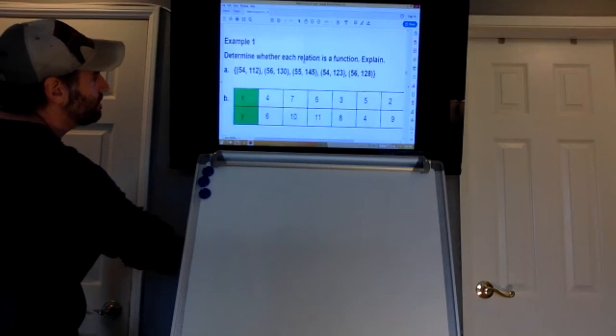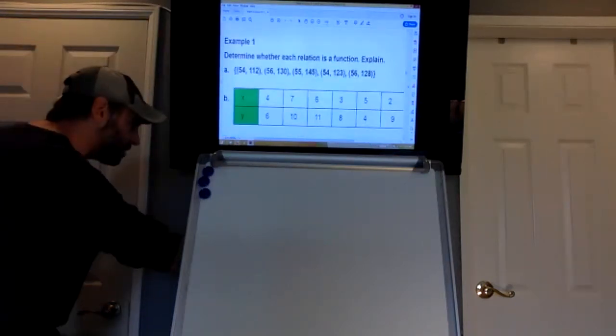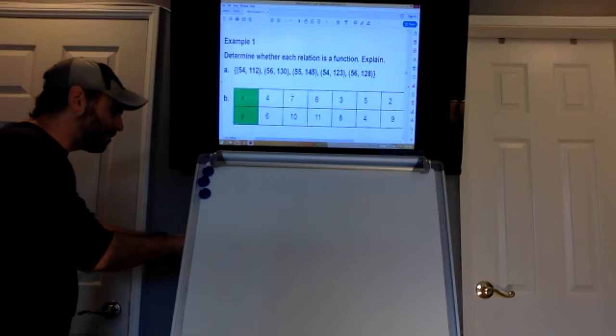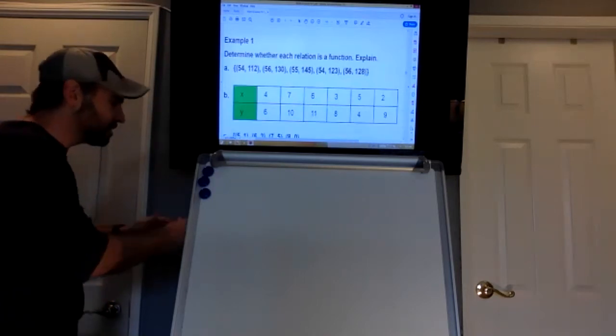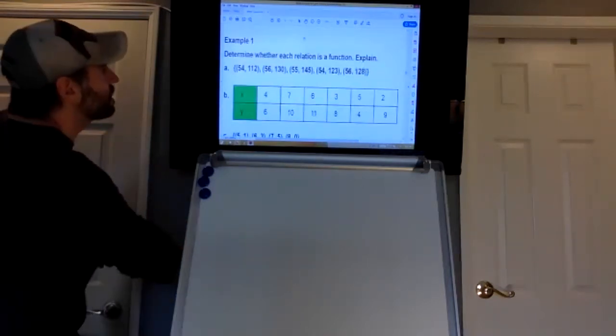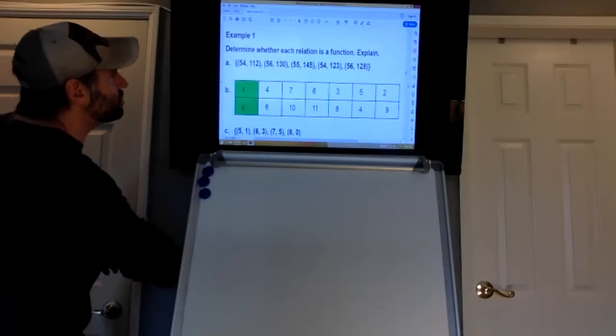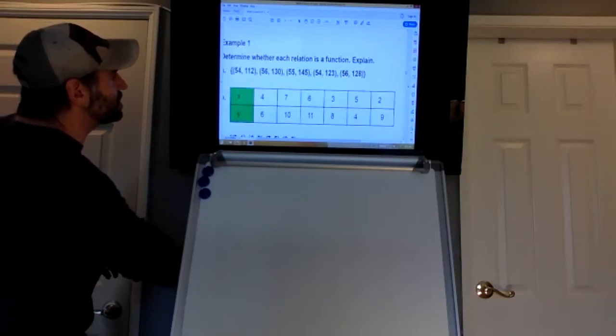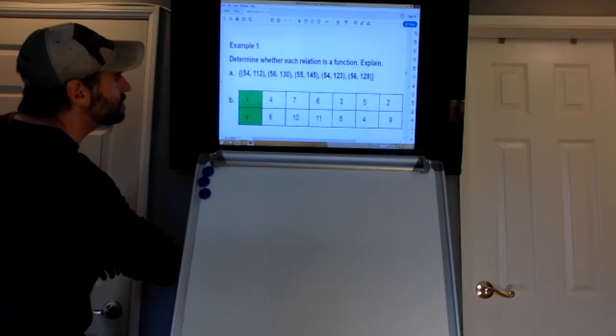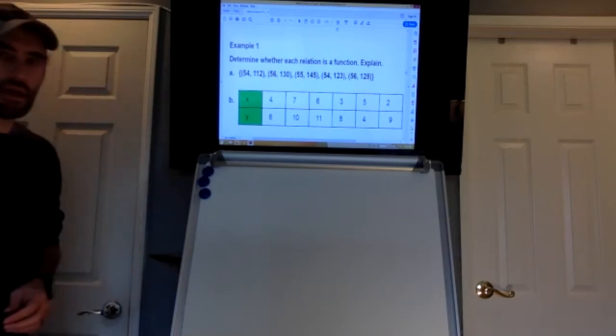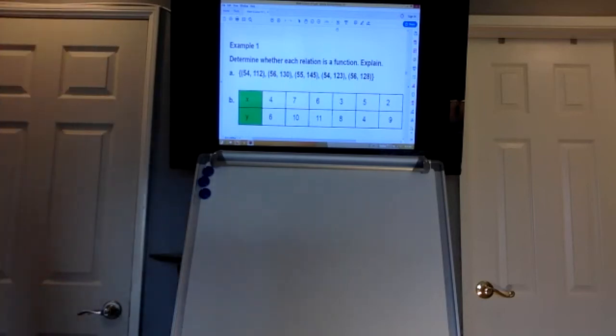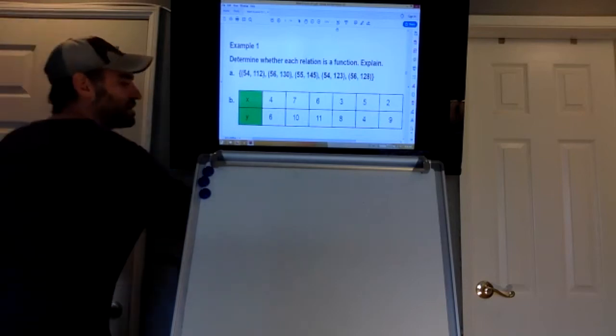I will probably shrink down to, let's say, 215. There we go. I want you to answer this question. Determine whether each relation is a function. Let's just do A and B for now. I'll give you 2 minutes. Go. Oh, you don't need 2 minutes. You should be able to get both of these in 30 seconds.